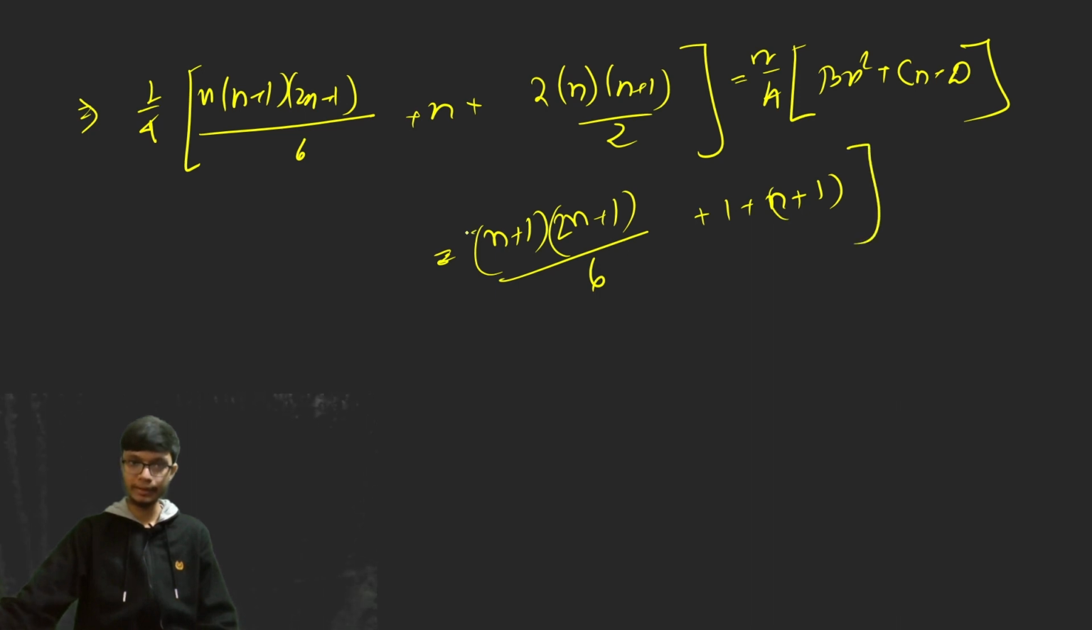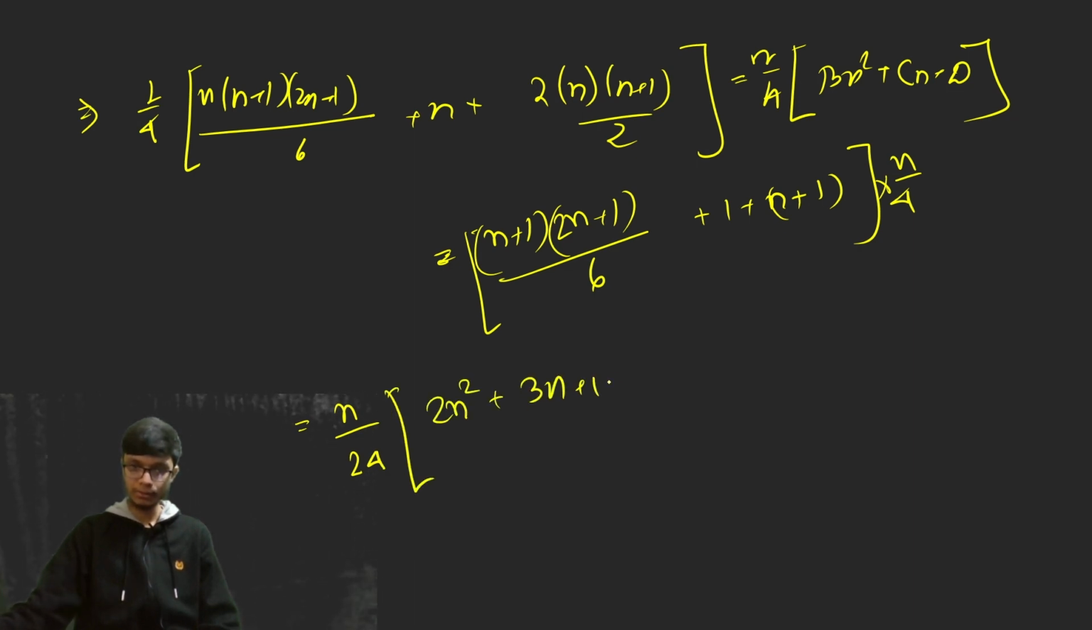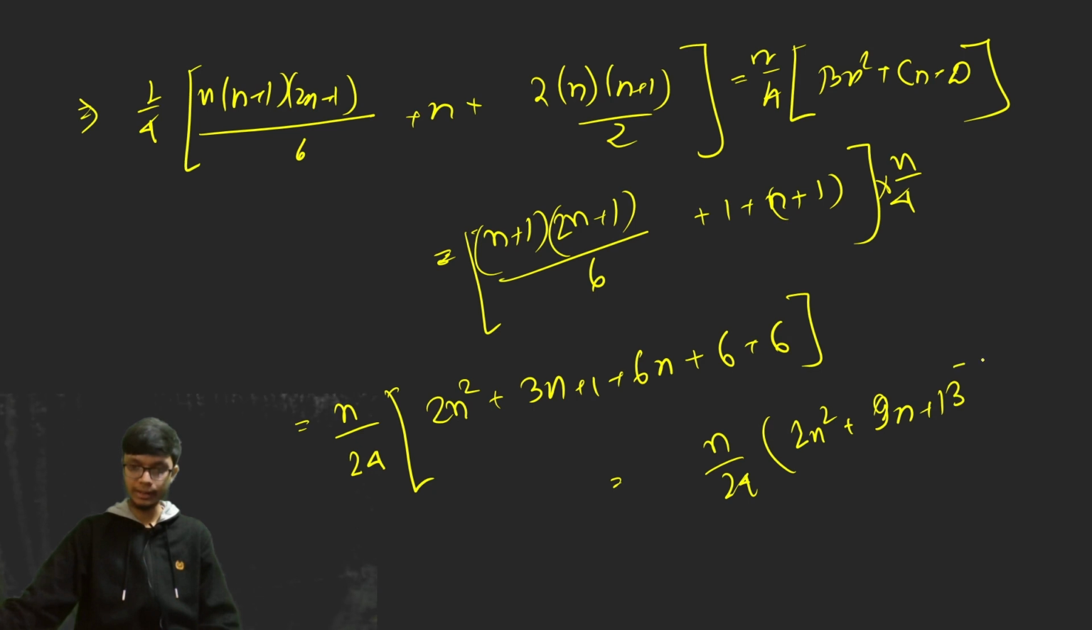Okay, and whole divided by n by 4 whole multiplied with n by 4. I took out just n common from this particular bracket, and again if you simplify, the result will be basically n by 24. Okay, and the result will be basically 2n square plus 3n plus 1 plus 6 plus 6n plus 6 plus 6. Okay, and if you simplify, this result will be basically n by 24 into 2n square plus 9n plus 13. And on comparing, you will find out the value of a is equal to 24 and b is equal to 2, c is equal to 9 and d is equal to 13.